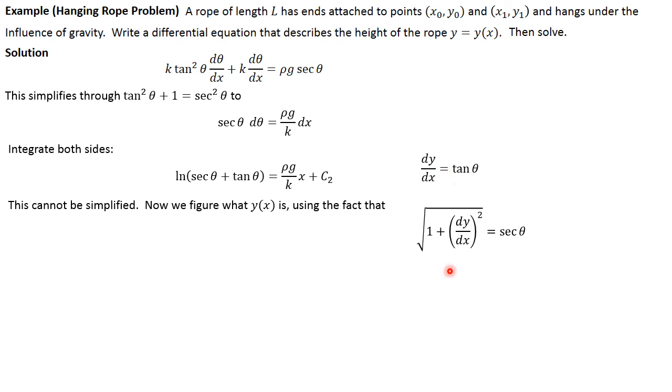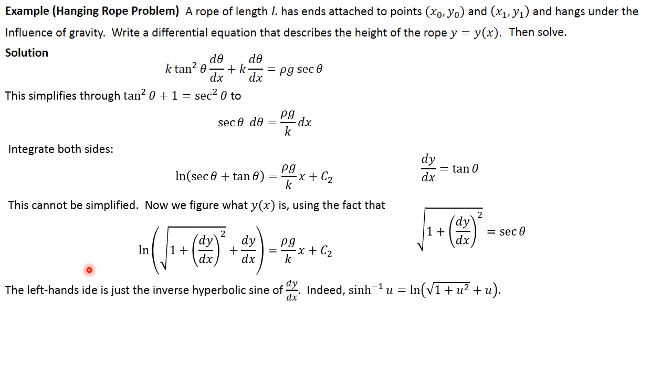Using these two facts and plugging them in here and here, we get this lovely expression. And perhaps you haven't seen this before, but this is really cool. It turns out that this expression you see here, the natural log of the square root of 1 plus (dy/dx) squared plus dy/dx, there's a special name for this function. It's called the inverse hyperbolic sine.